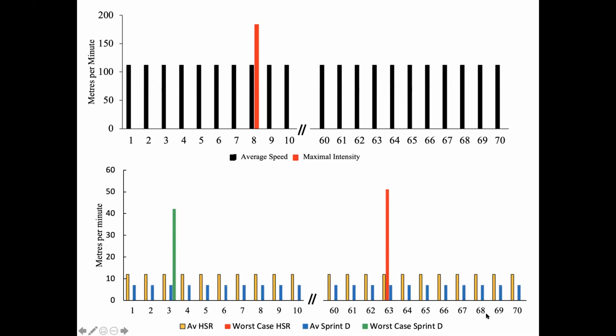Now, interestingly, when we looked at these maximum intensity periods, they can occur in either half. So if our conditioning sessions are based on the mean data alone, we might be underpreparing these players for these maximum intensity periods in the game. Now, remember that these are only 1 minute of activity. They only happen once in a game, but they do happen. So players need to be ready for them.